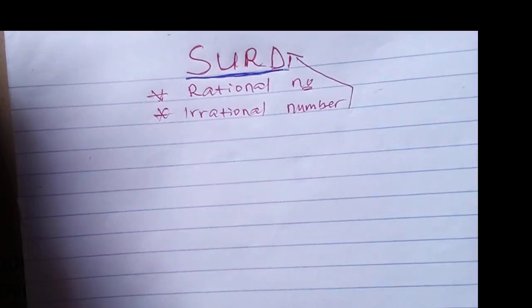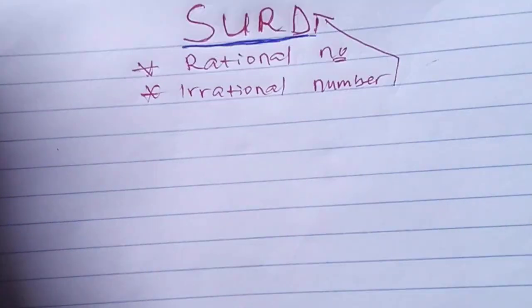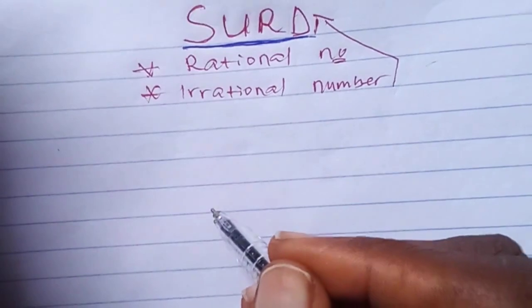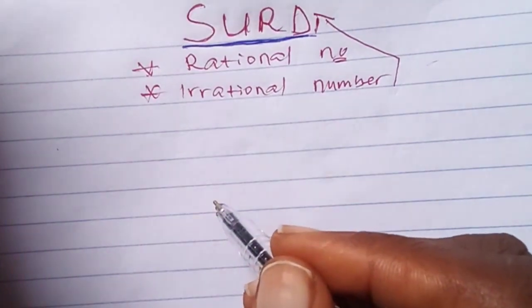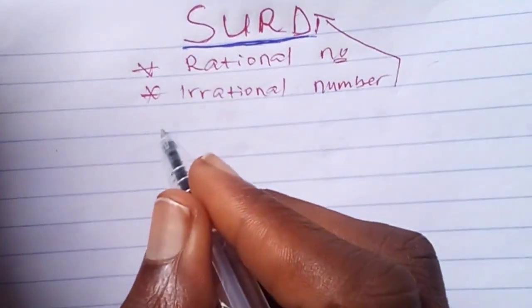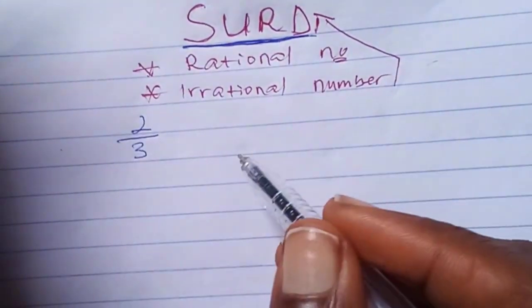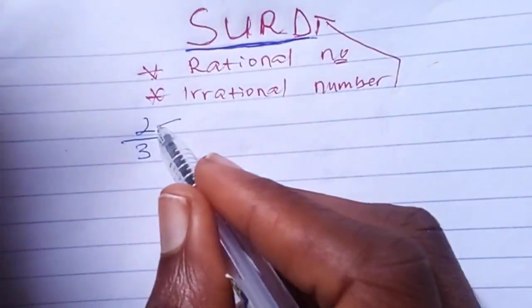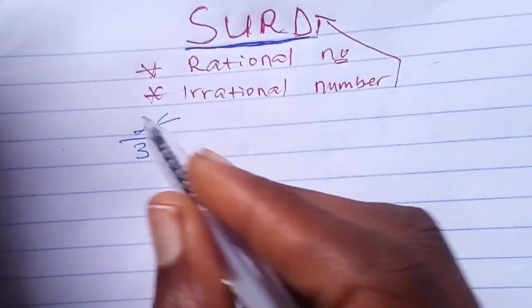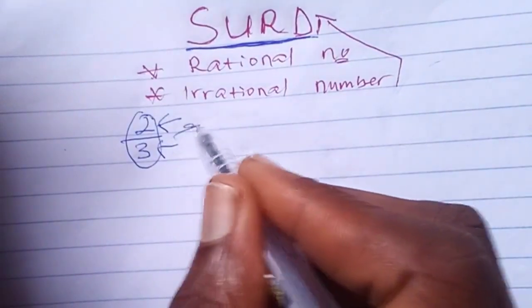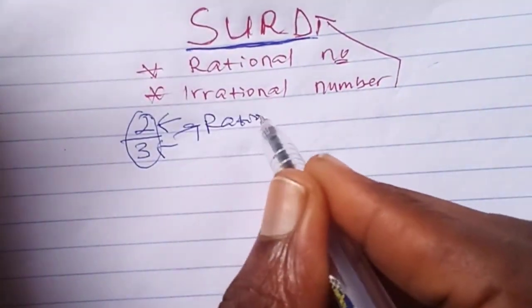Alright, let's dive in. What are rational numbers? Rational numbers are numbers that can be expressed as a ratio of two integers. Take for instance 2 over 3. This is a ratio of two integers, 2 and 3. So 2 over 3 is a rational number.